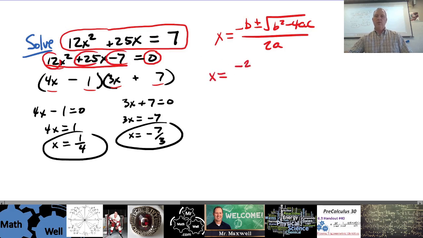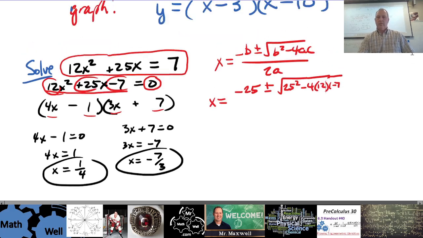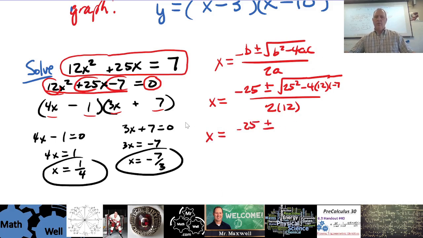So negative 25 is our b, plus or minus the square root of 25 is b, again, squared, minus 4 times a is 12, and c is negative 7. Divided by 2 times 12, which is a, right? Okay, so now that's all we need. We just need to evaluate this now. So negative 25 plus or minus, what is this underneath the radical sign here, the square root sign?